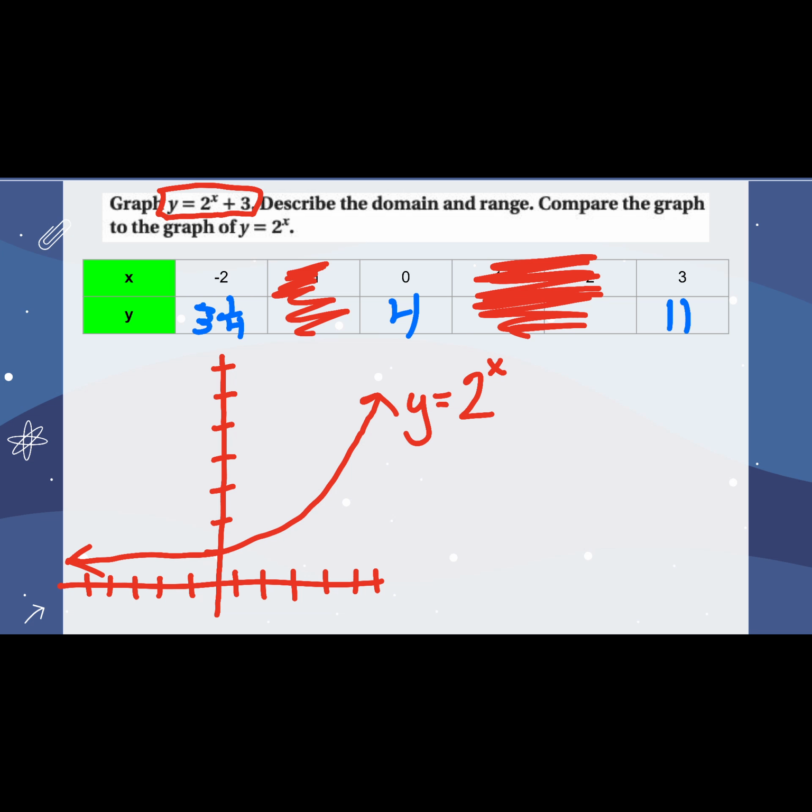So if we are putting this on a graph, negative 2 to the 3/4, or 3 and 1/4, would be about there. 0, 4 would be about here. And 3, 11 would be way up there. So this graph would look something like that.